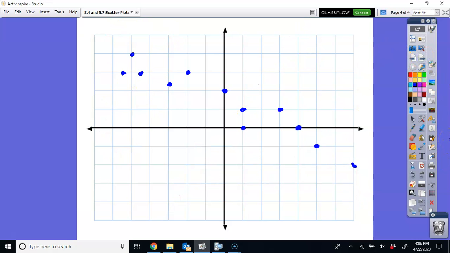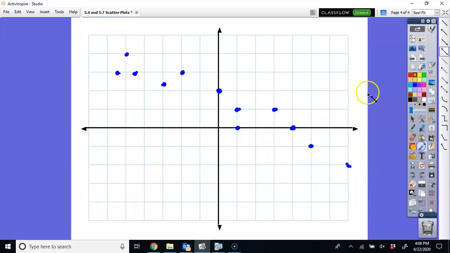So if you want to try it on your own, take a few minutes, pause the video here, copy these down onto a graph, make your best fitting line by drawing the line that fits the best. Then find your slope and find your y-intercept. Hopefully you had some time to do it.